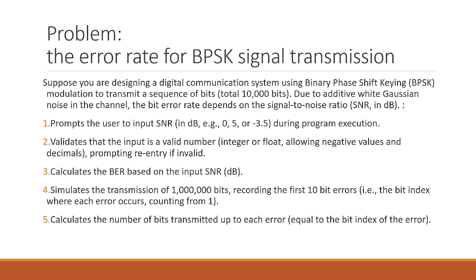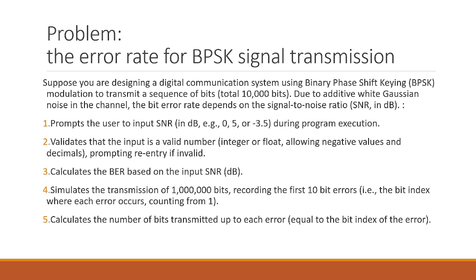The problem I've designed is the error rate for BPSK signal transmission, and BPSK means binary phase shift keying. Imagine sending a huge message like 1 million tiny bits of data through your phone or Wi-Fi. Sometimes noise, like static on the radio, messes up the bits, causing errors, and our Python program pretends to send these bits and finds the first 10 errors.